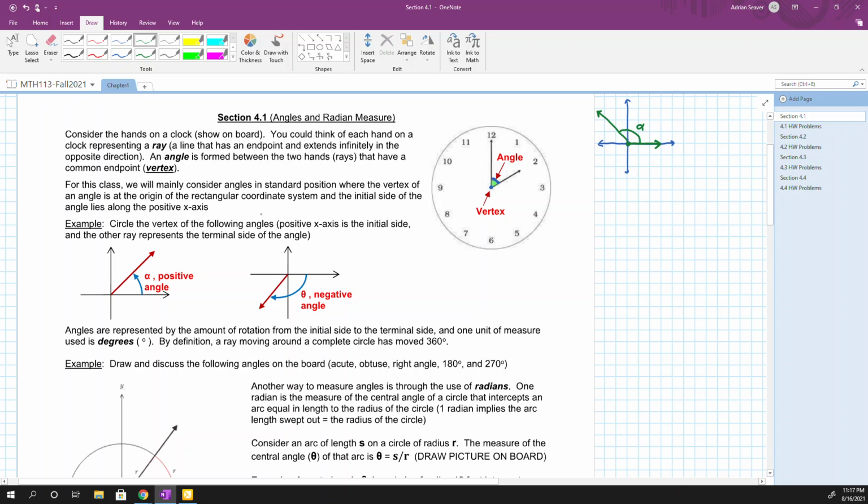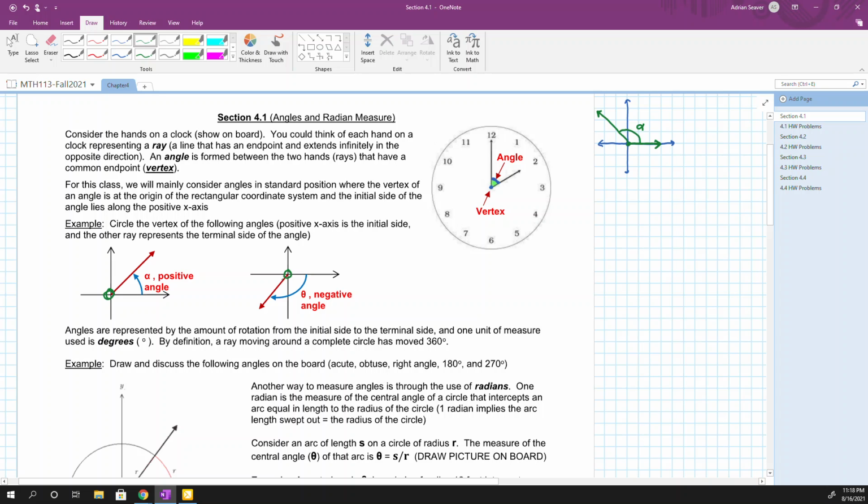So as I circle the vertex of the following angle, that's always going to be, at least in standard position, this 0, 0 point. And it says positive x-axis, the other ray represents the terminal side of the angle. So angles are really measured by the amount of rotation to get to the terminal side of our angle.